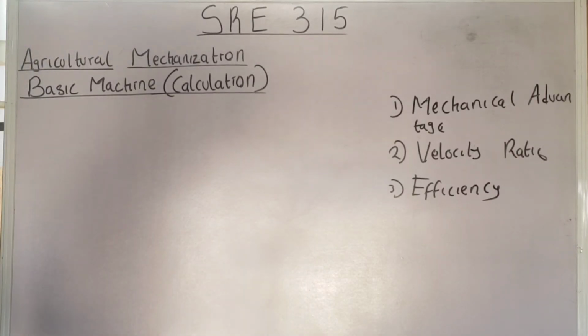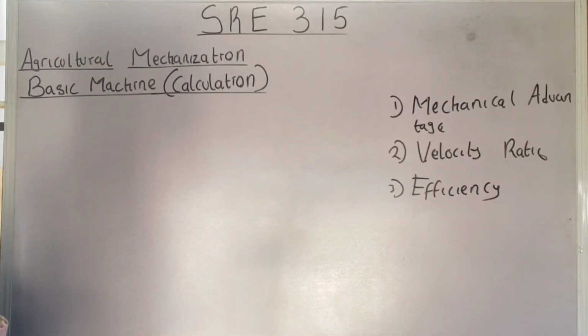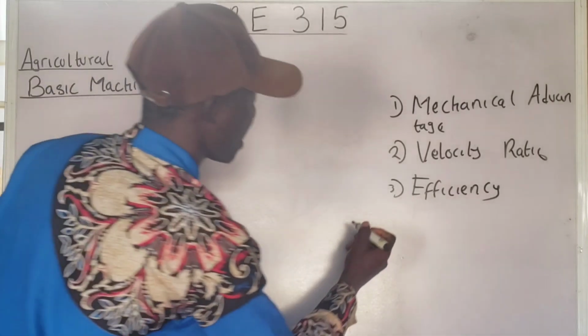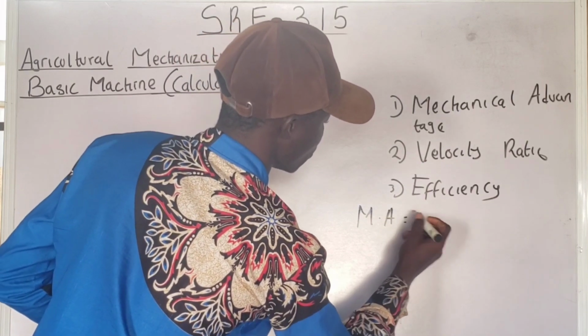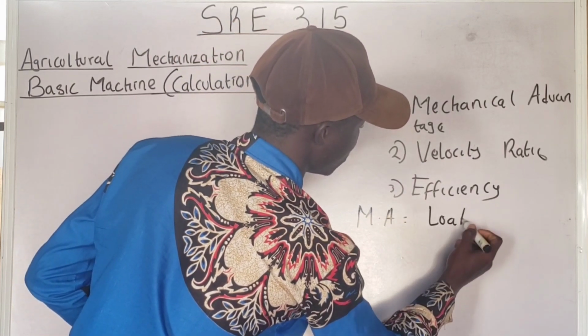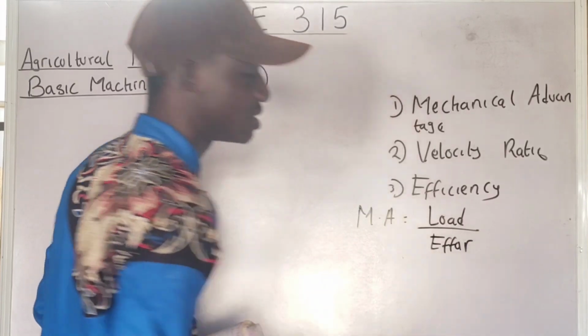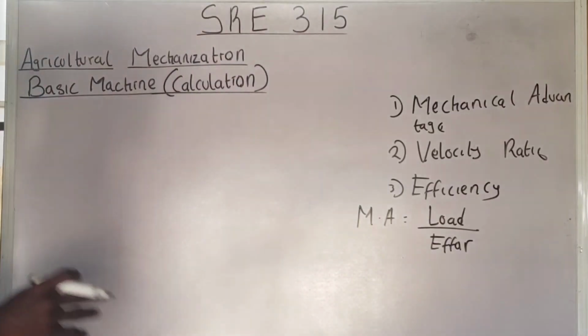I explained all these basic machines in our previous class, but we didn't treat any calculation. In this class, we're going to be focusing on calculation under each basic machine. The mechanical advantage is given by this formula. Mechanical advantage equals load over effort. Please pay attention. Mechanical advantage is equal to load over effort.